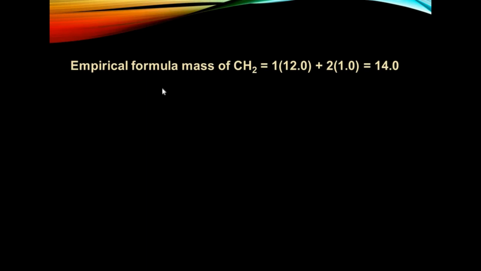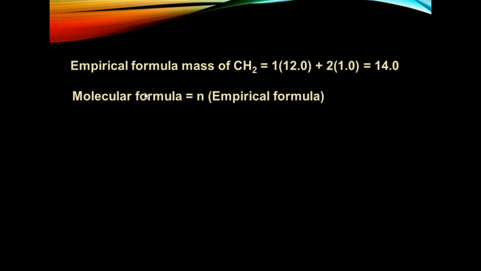Next, we find the molecular formula. Before that, we need to calculate the empirical formula mass of CH2. Carbon molar mass 12 times 1 atom. Hydrogen, we get 2 atoms times molar mass 1. So the total empirical formula mass of CH2 is 14.